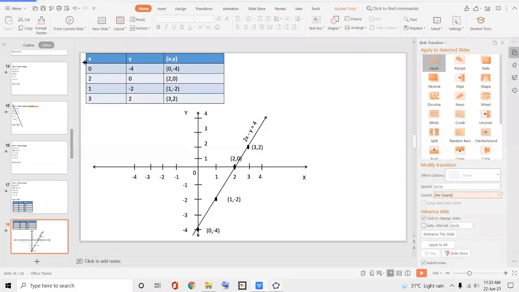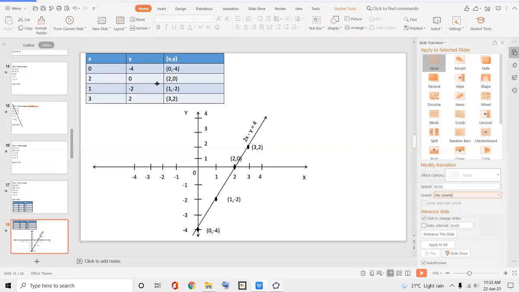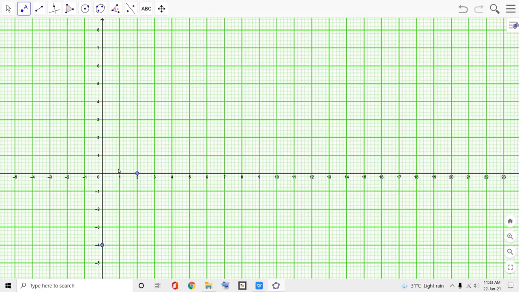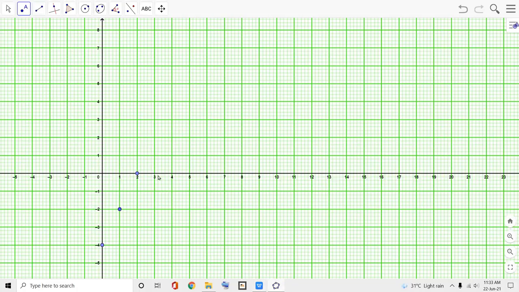Then we have 2 comma 0, so we will substitute 2 comma 0. Then we have 1 comma minus 2, so we will substitute 1 comma minus 2. Then we have our 3 comma 2, so we will plot 3 comma 2.